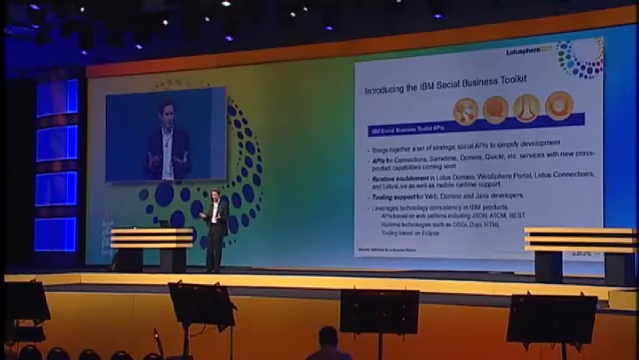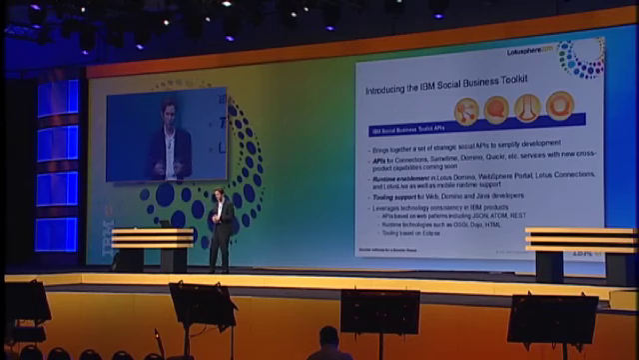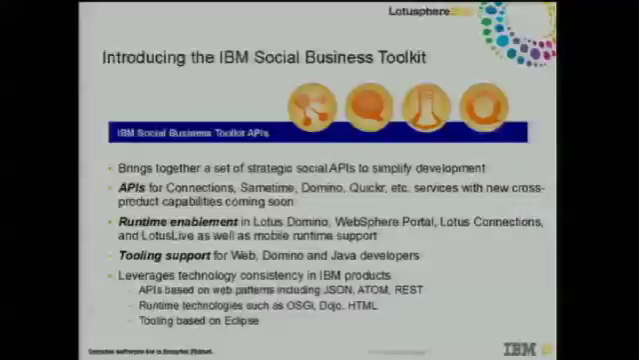I want to go into the toolkit in a little bit more detail than the framework itself. The toolkit is an API that sits above all of these capabilities and allows you to develop solutions. What we're doing initially to get things going is to bring together the core APIs of our product line into the social business toolkit and make that available to you in a more cohesive way, and provide runtime enablement for this toolkit in the core runtimes that we bring to market, including Domino and Portal, Connections, LotusLive, and so forth.